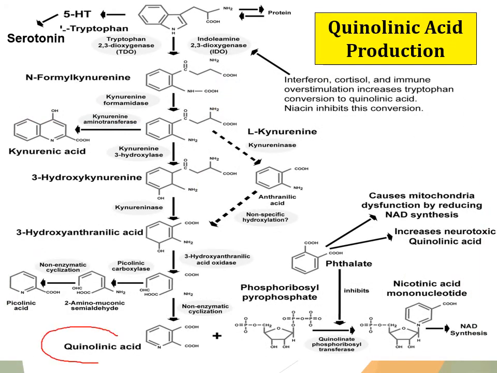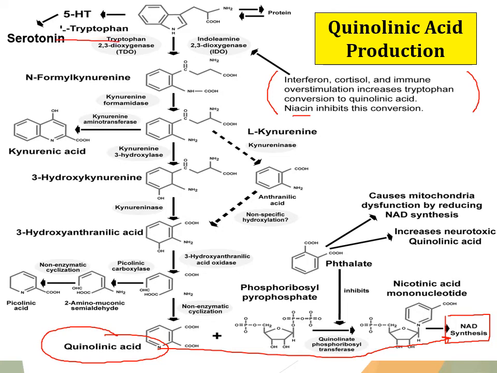Here's our quinolinic acid. Metabolically, quinolinic acid actually helps to stimulate what's called NAD, nicotinamide adenine dinucleotide, which is important in energy metabolism. Different types of stressors, interferon from immune stimulation, chronic infections, even a niacin deficiency can pull tryptophan away from the serotonin pathway into the kynurenic acid, quinolinic acid pathway. So these could be reasons why our quinolinic acid is elevated.